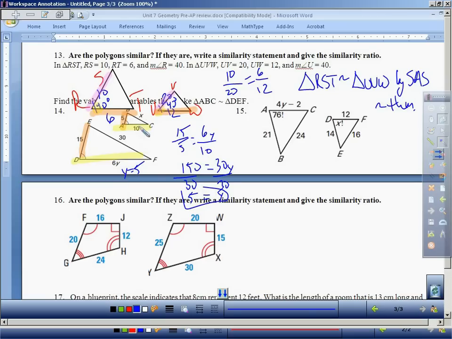And then to find x, I can do the same thing with another proportion. As I set it up here, I can say 15 to 5 as 30 is to x. Cross multiply, I get 15x equals 5 times 30, which is 150, and x equals 10.